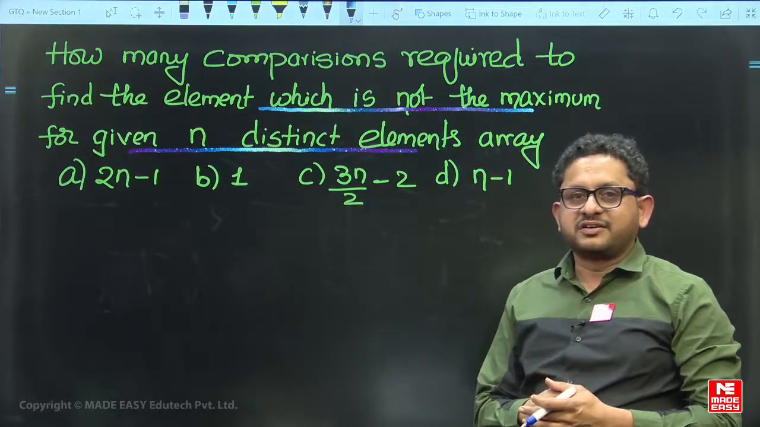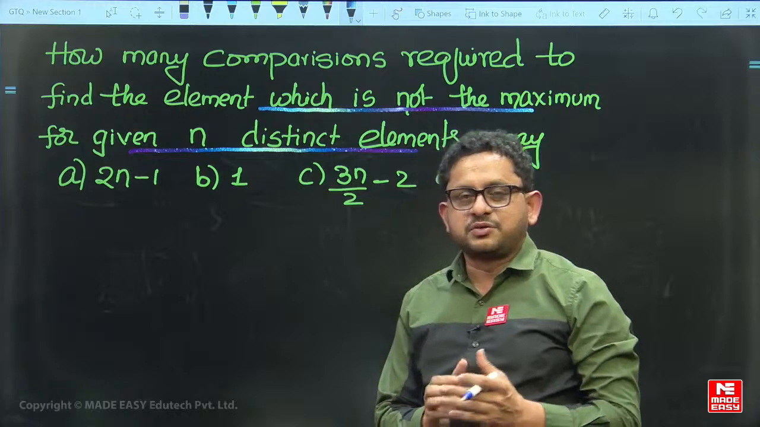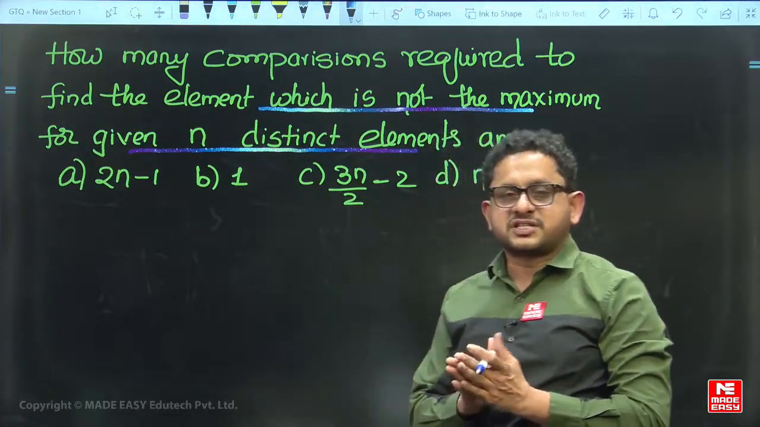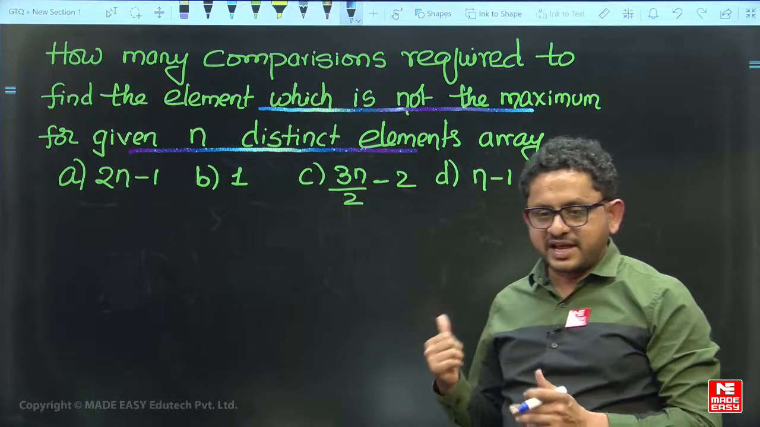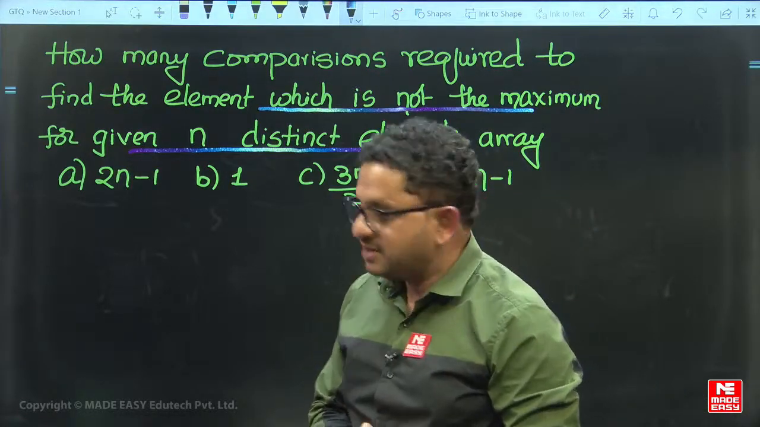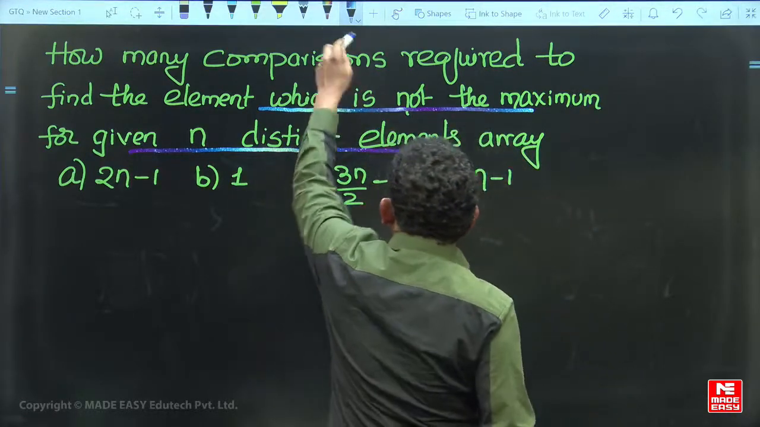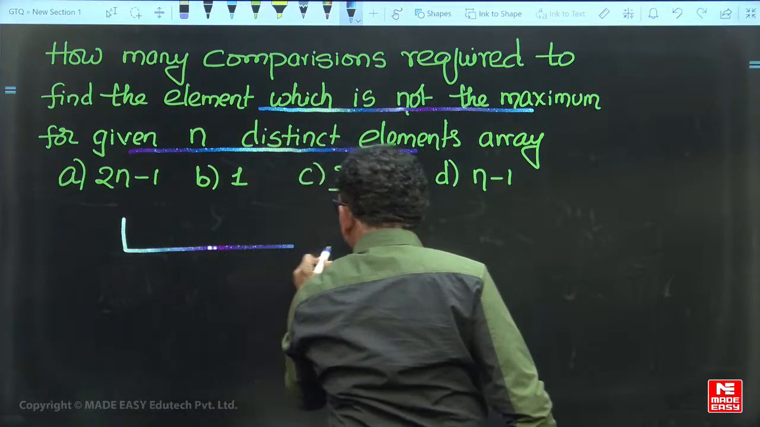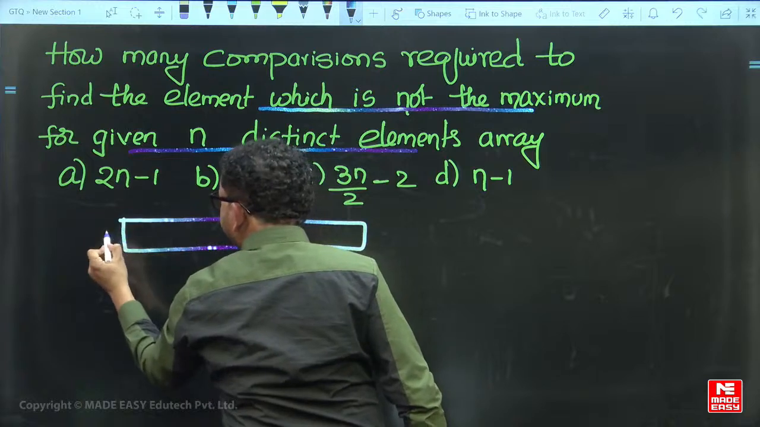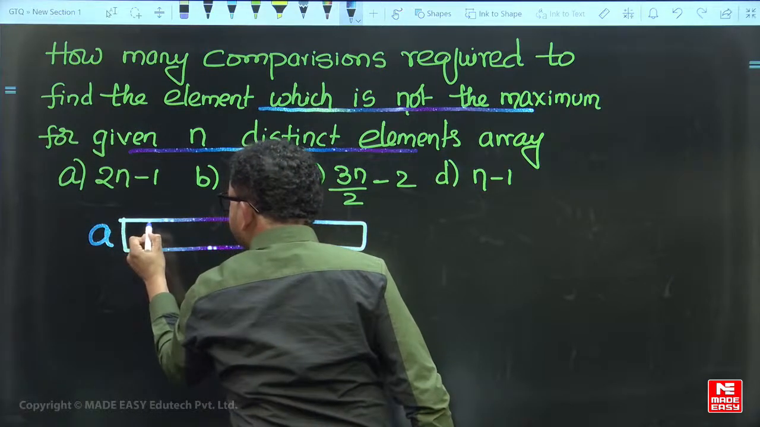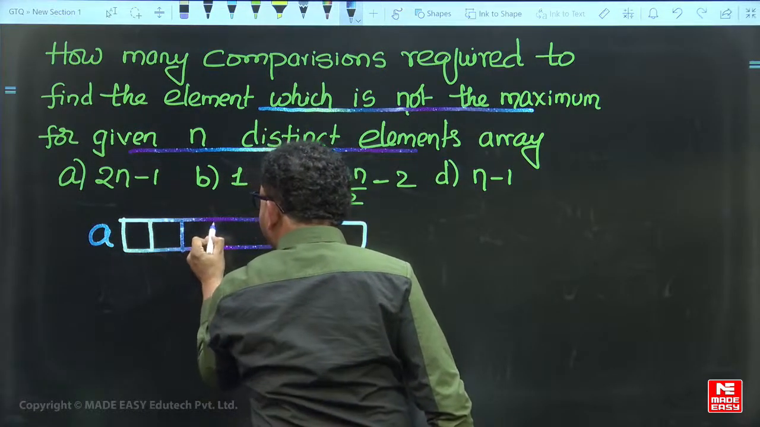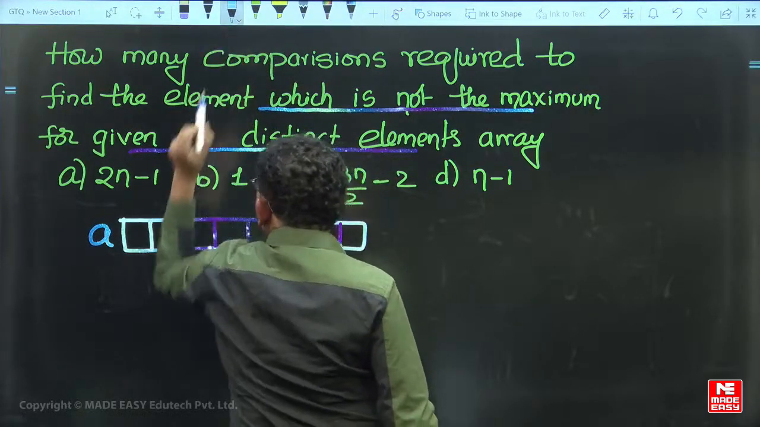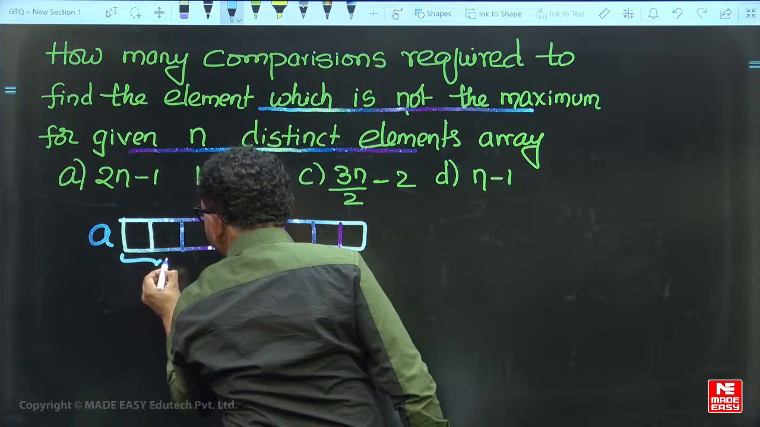Almost every time we take the max-min algorithm of divide and conquer, we use it to discuss all these related questions. It's a direct classroom model question. We need to retrieve any element which is not the maximum from an array of n distinct elements. Simply, we need to compare two elements.